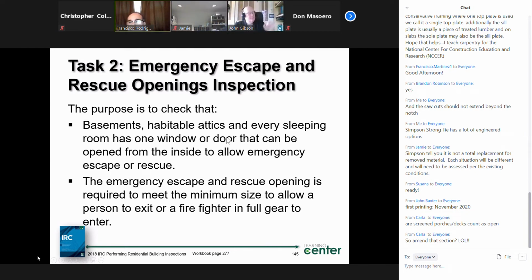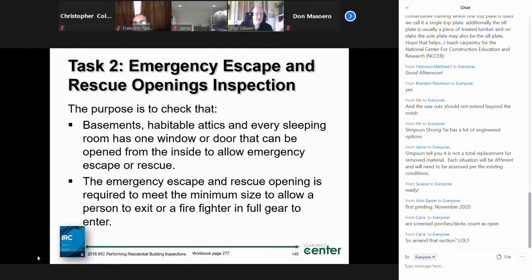Yeah, they're all engineered. So back to my emergency escape and rescue openings, basements. It didn't say habitable basements. It used to. Hasn't for a couple of code editions. So any new basement, the assumption is if you've got a below grade space down the road, what's the homeowner going to do? They might want to put a bedroom down there. So we're going to go ahead and have you, while you're building it, put in that emergency escape and rescue opening. So the idea is it's there for use should we need it, because I don't want the homeowner trying to figure out how to do it.